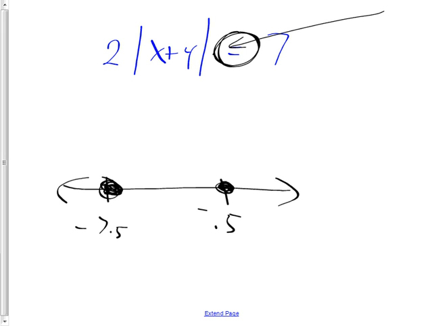Now I can test some points in between, like my favorite thing, 0 or negative, let's say 3. Well, no need to make it a decimal or complicate it. And I'm going to try 0 first. 0 plus 4 is 4. Absolute value of 4 is 4. 2 times 4 is 8. Is 8 less than or equal to 7? No, that didn't work here.